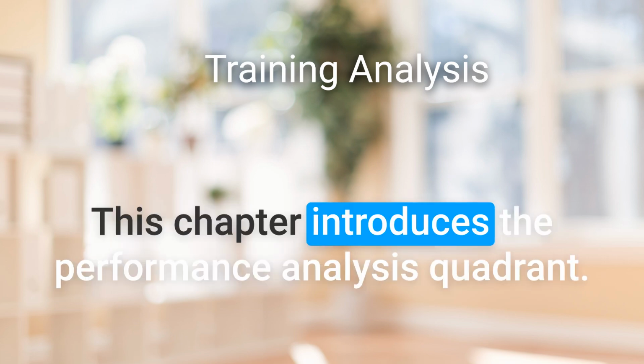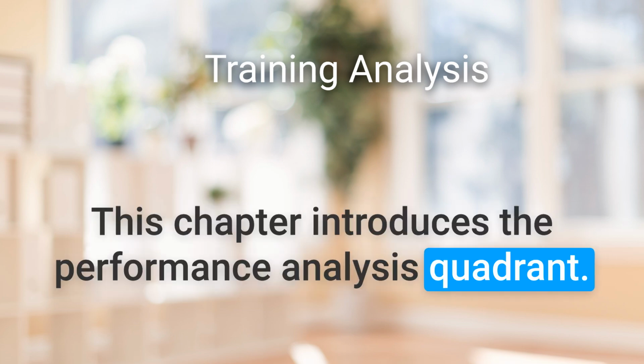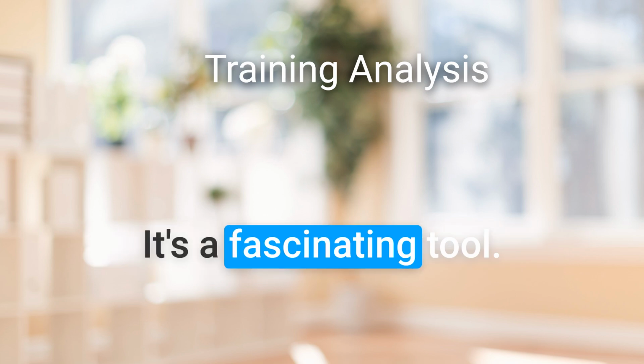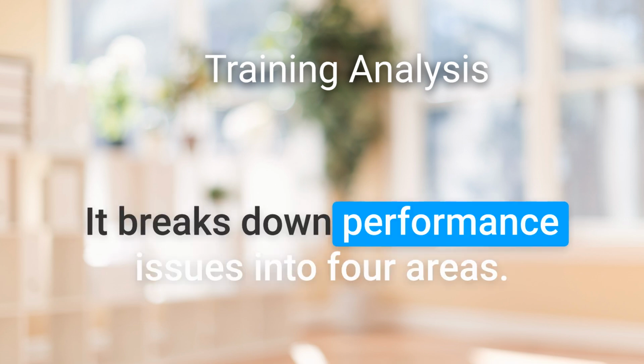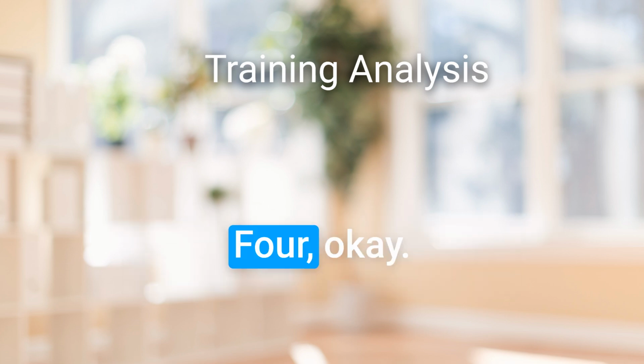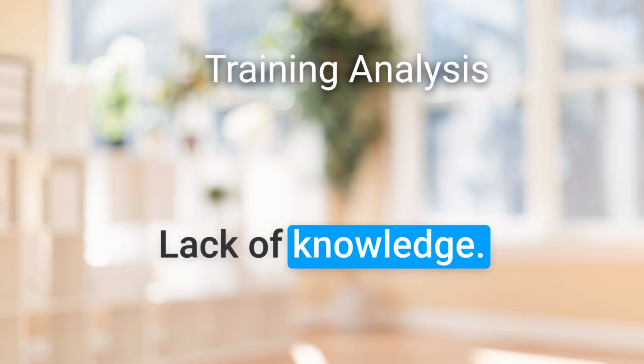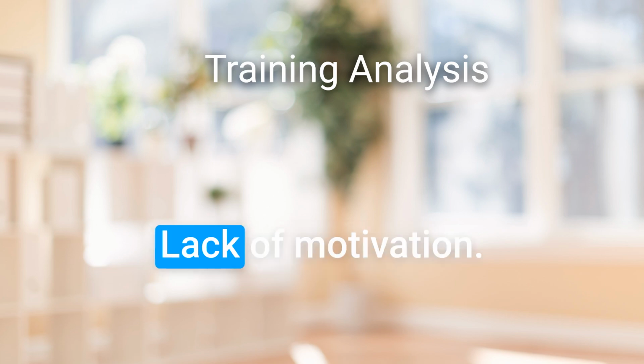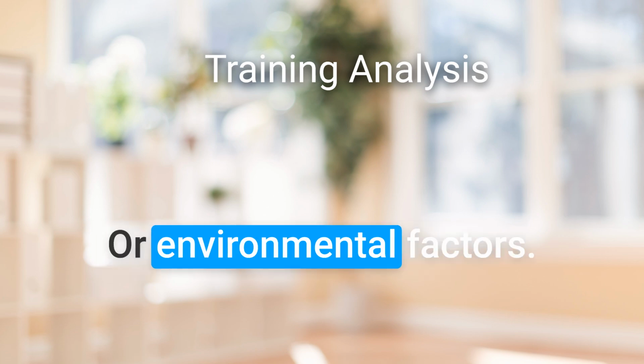This chapter introduces the performance analysis quadrant. It's a fascinating tool. It breaks down performance issues into four areas: lack of knowledge, lack of skill, lack of motivation, or environmental factors.